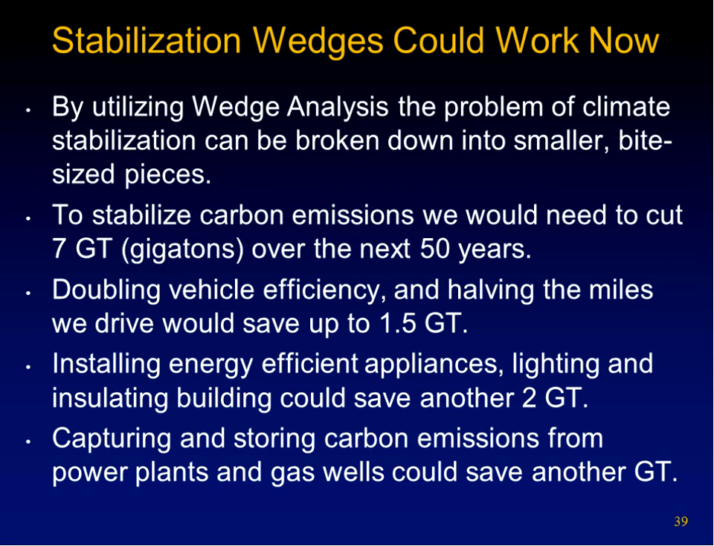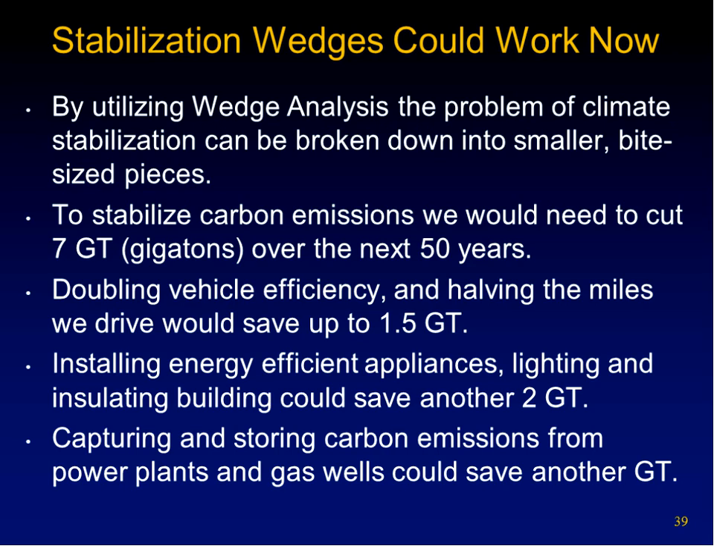Now we can get back to the stabilization wedges concept that we introduced earlier. By utilizing wedge analysis, the problem of climate stabilization can be broken down into smaller bite-sized pieces. To stabilize carbon emissions, we need to cut 7 gigatons over the next 50 years. Doubling vehicle efficiency and halving the miles we drive would save up to 1.5 gigatons.